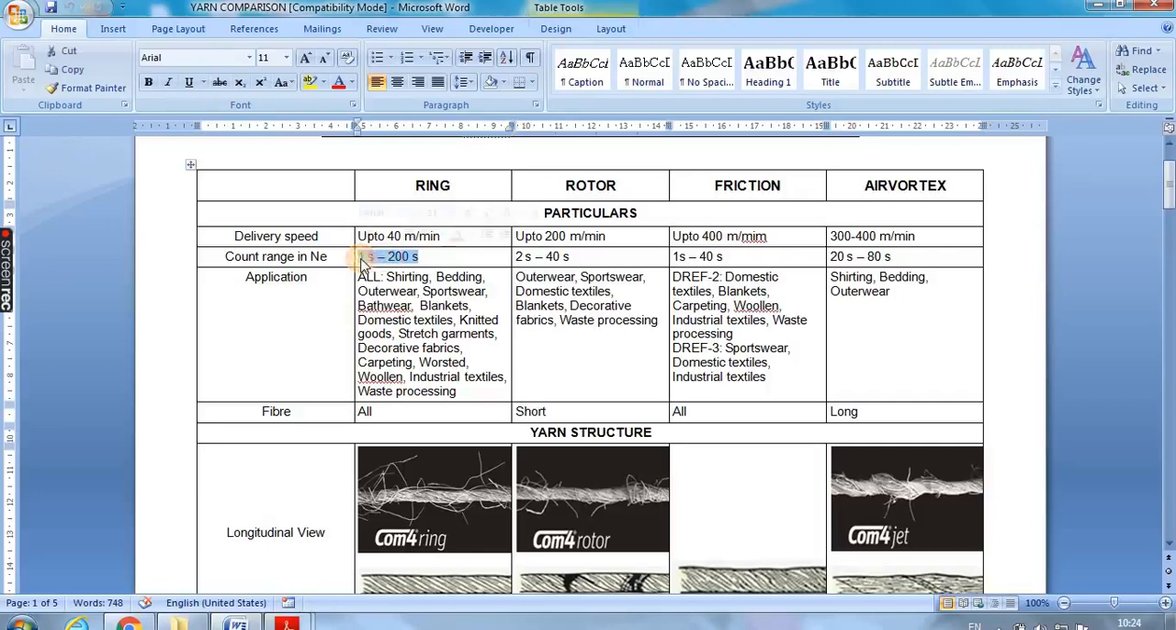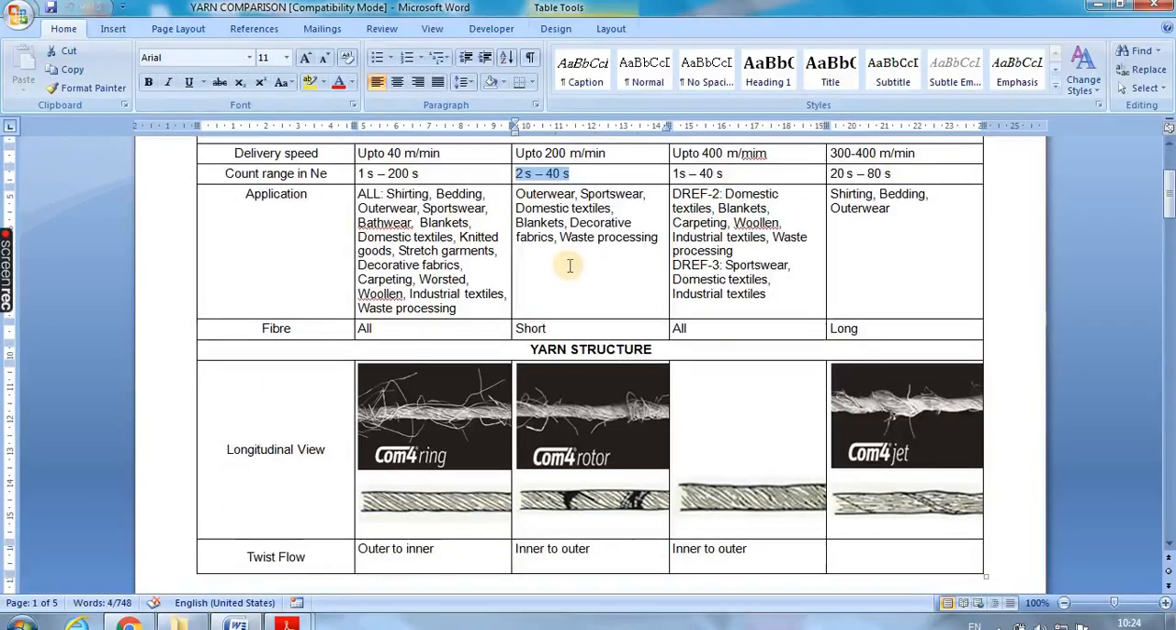From the count range, ring is very versatile, you can go up to 200. Rotor is for coarser to medium counts up to 40, but practically you can go up to 30 Ne only. So these are the applications of ring as well as the rotor yarn.